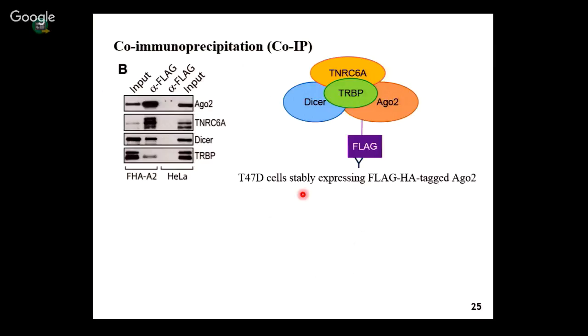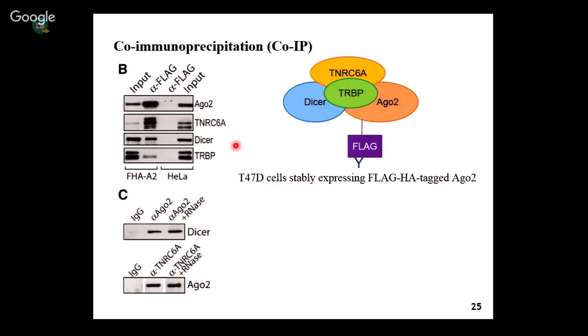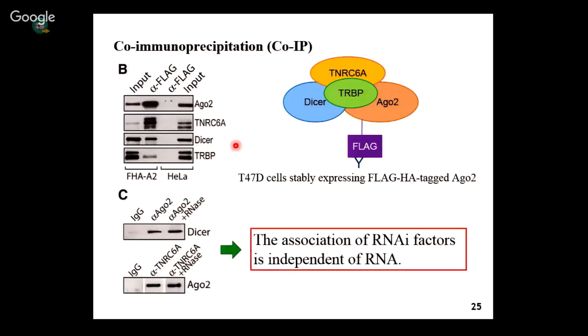Later, they wanted to confirm that again. So they generated T47D cells stably expressing Flag-HA tagged AGO2, and they showed that the parental cell is a negative control. The data shows that these RNAi factors interact with each other. What's more, they wanted to know whether this protein interaction depends on RNA or not. So they treated with RNase to do co-IP. This result shows that the association of the RNAi factors is independent of RNA.